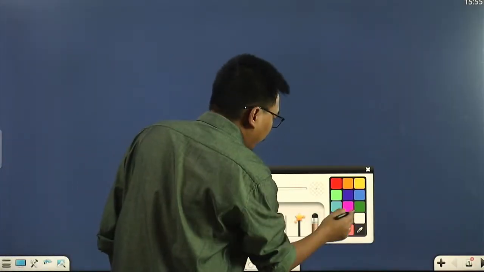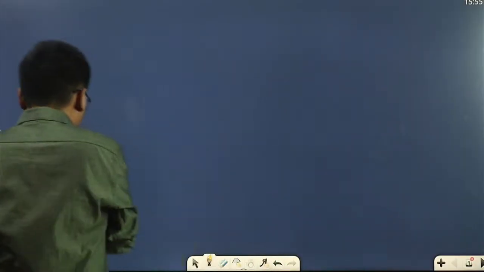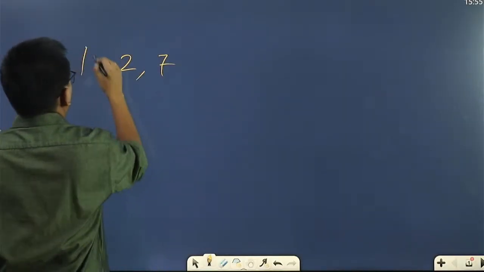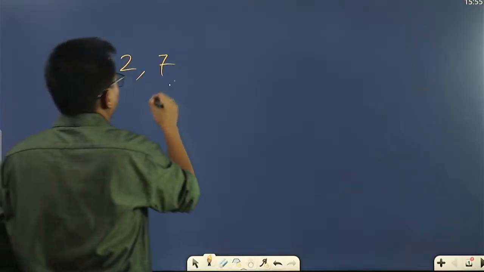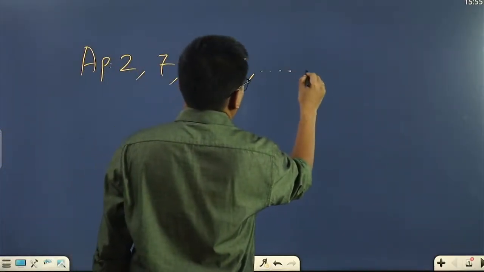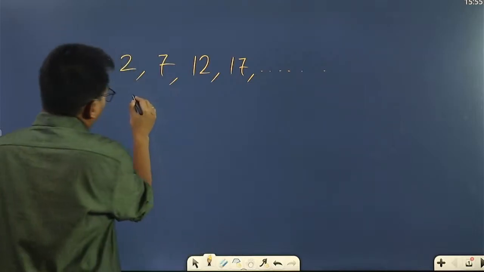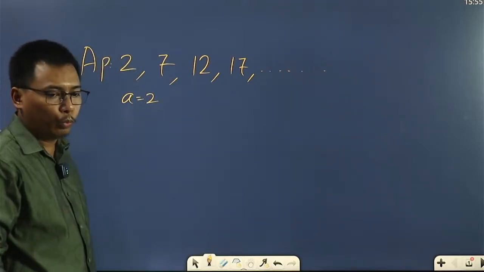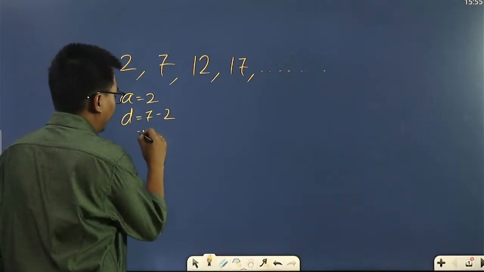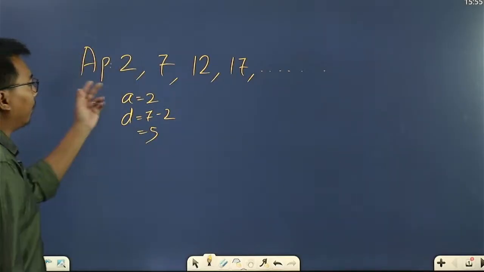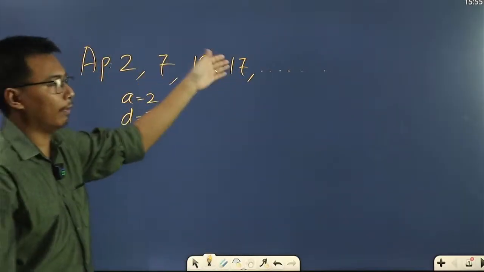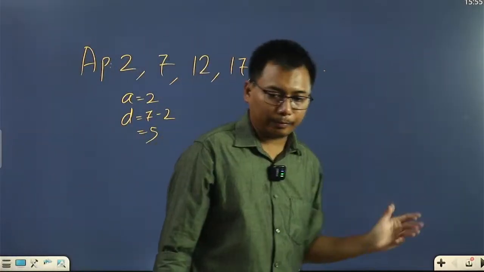Before I give you the formula, let's just take an example. Let's say we have an AP, 2, 7, 12, 17 and so on. Here the first term is 2, and we also know how to find the common difference: second term minus first term, which is 5. Every term increases by 5: plus 5, 7, plus 5, 12, plus 5, 17, and so on.